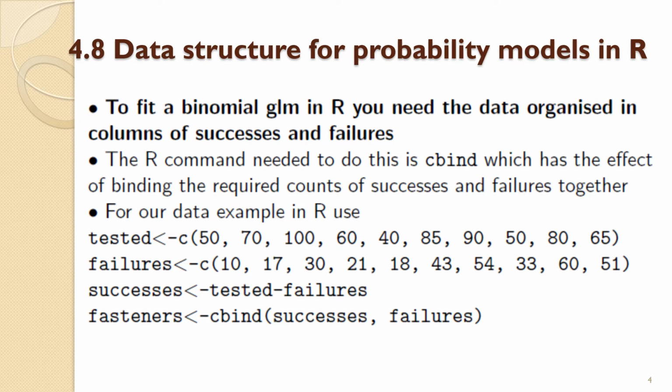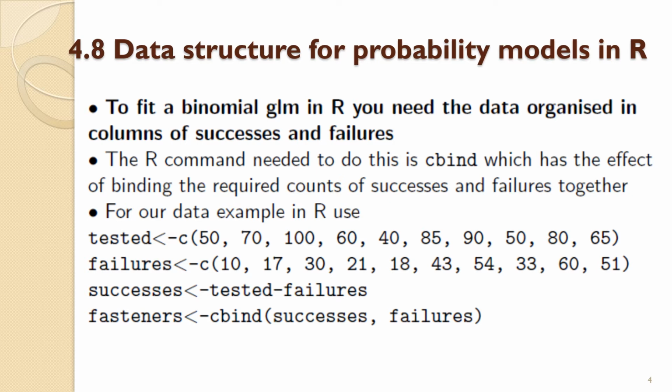So for the example in R, you would define the number of tested components as follows. The standard way of doing it: tested goes to the concatenation of a list of data in brackets, each data point separated by a comma and a space. That's the same for tested and failures. And then the successes is just the difference between the tested minus the failures.